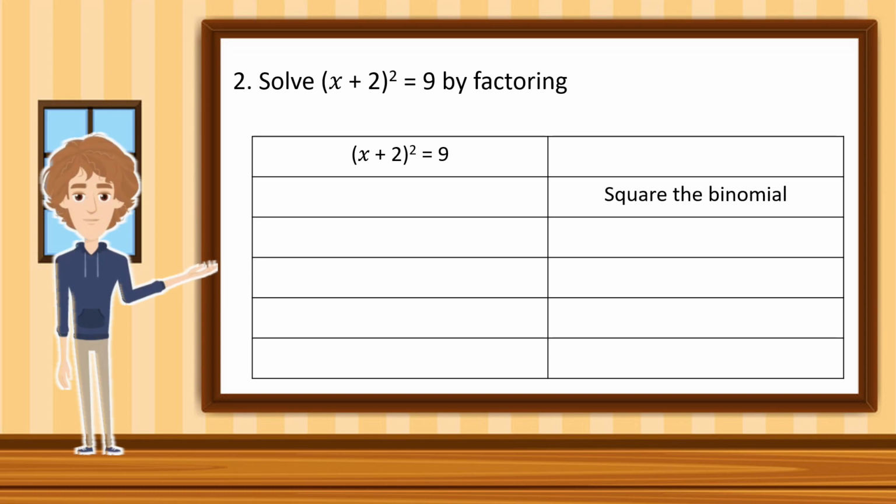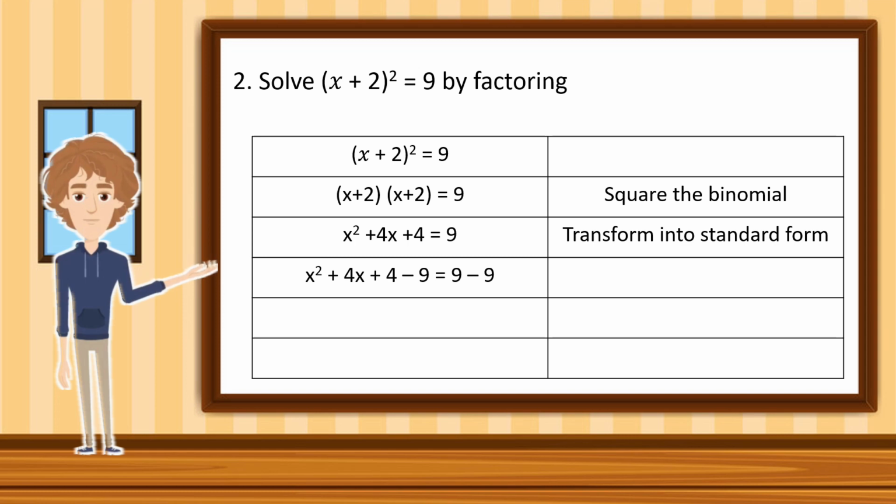The first thing we need to do is to square the binomial. And there you go. X plus 2 multiplied by x plus 2 is equal to 9. Then by the use of the FOIL method, we can come up with x squared plus 4x plus 4 is equal to 9. Then transform it into a standard form.